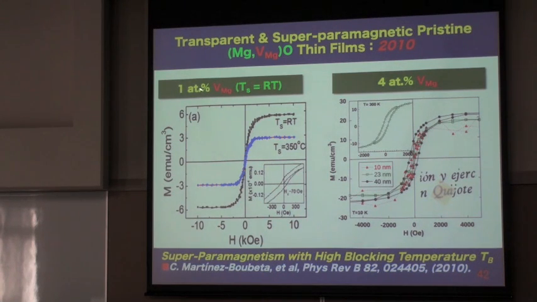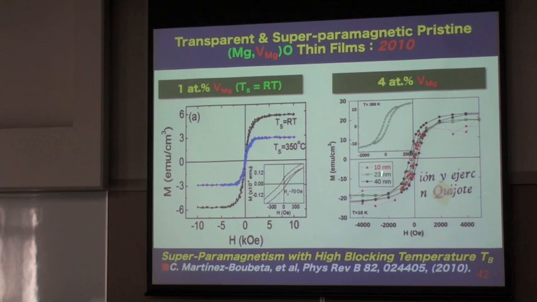For example, with 1% magnesium vacancy doping and substrate temperature of room temperature, you can see this kind of hysteresis. But if you change the substrate temperature from 350 degrees C to low temperature, like room temperature, you have a much larger hysteresis. This means vacancy alignment is very important. With 4% doping, you can see very large hysteresis at room temperature.